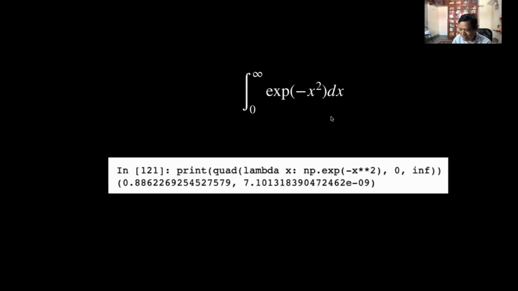Now we can also do this function from 0 to infinity. Infinity is a variable in Python, so I can just write inf, infinity. It gives the integral and also the error. So the second output is the error.